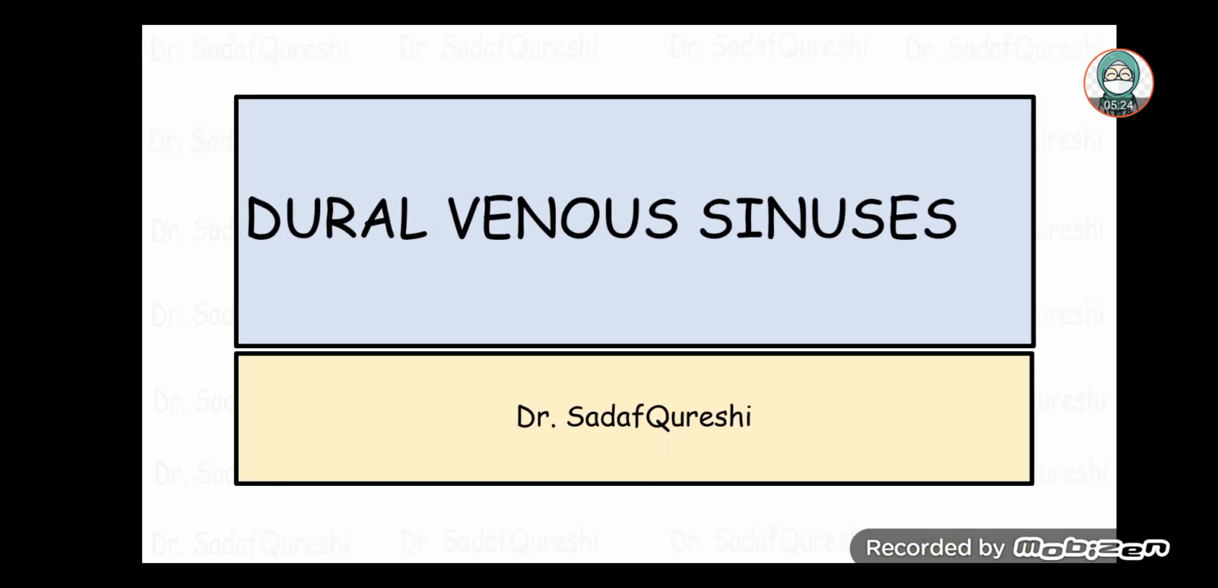So this was all about dural venous sinuses. We talked about all the dural venous sinuses one by one and where they drain and from what area of the cerebrum they drain.